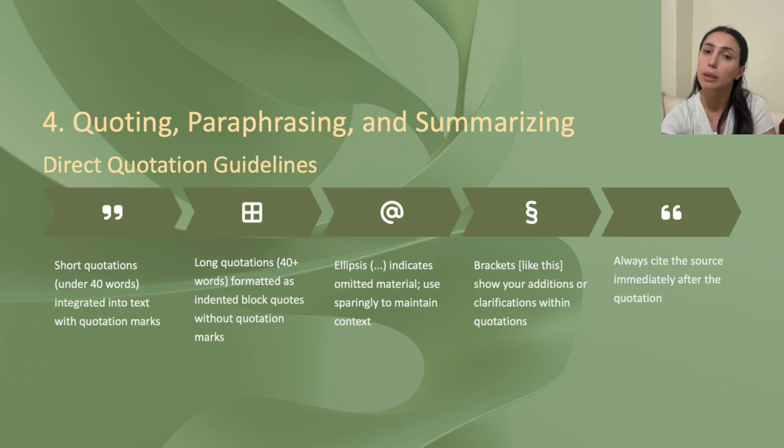You can also use ellipses to show that you removed a part of the quote, but only when it doesn't change the meaning. Brackets let you add your own clarification inside a quotation, for example, adding a missing word or explaining a pronoun. Finally, every direct quotation must be followed by an MLA citation immediately after it. That keeps your writing clear, accurate, and easy for readers to verify.